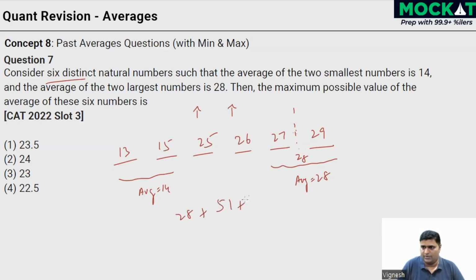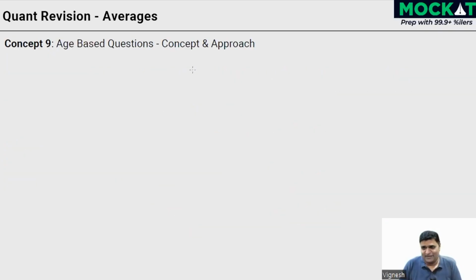Total over here is 28 into 56 divided by 6 terms totally. 50, 50 and 20 is 120. 120 plus 15 is 135 by 6. And I can divide this by 3 over here and I would get 45 by 2, which is 22.5. Next up, we have some age-based questions, right?